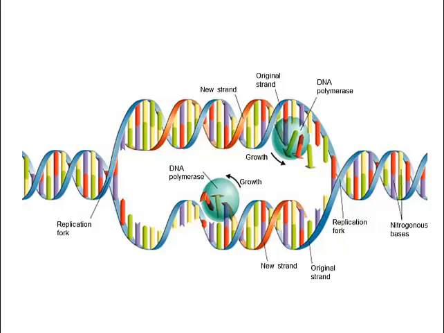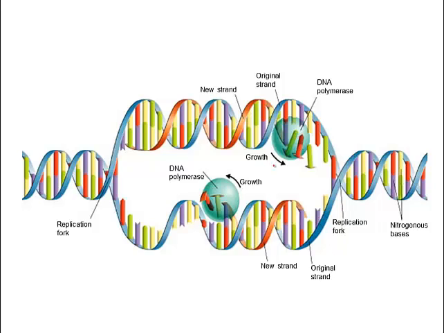So let's take a look at what this would look like here. Here we have an entire molecule of DNA. Helicase is first going to bind on here, and it opens up the original DNA molecule, and these are your two replication forks. And then two DNA polymerase molecules will attach on.